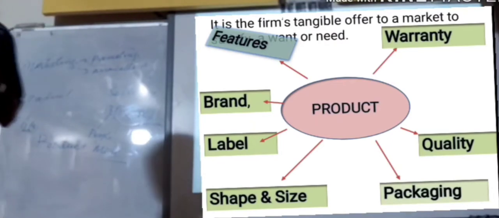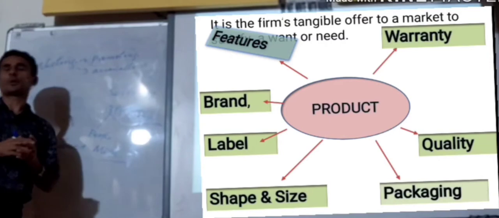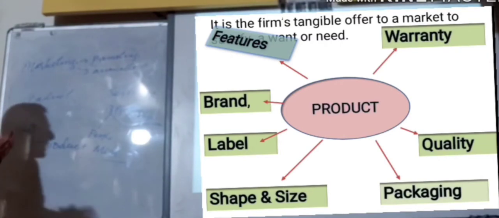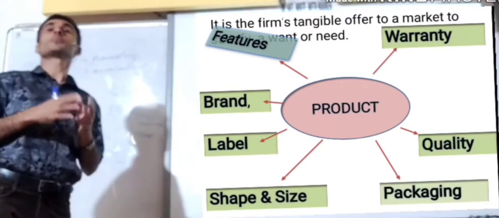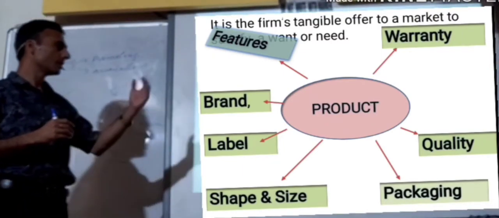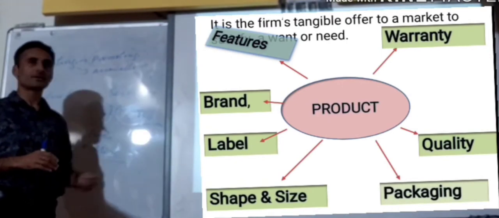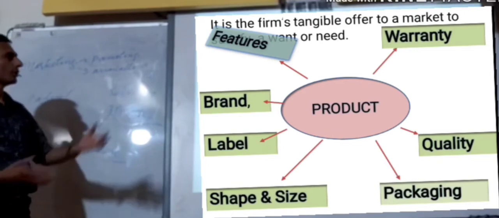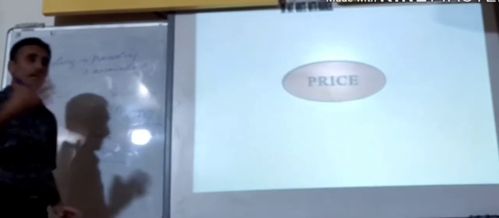Now, if you are asked in your exam to state the elements of product mix, then your answer will be: the elements of product mix are features, warranty, quality, packaging, shape and size, label, brand, and so on. So you can mention these things. Next, we go on to the price.